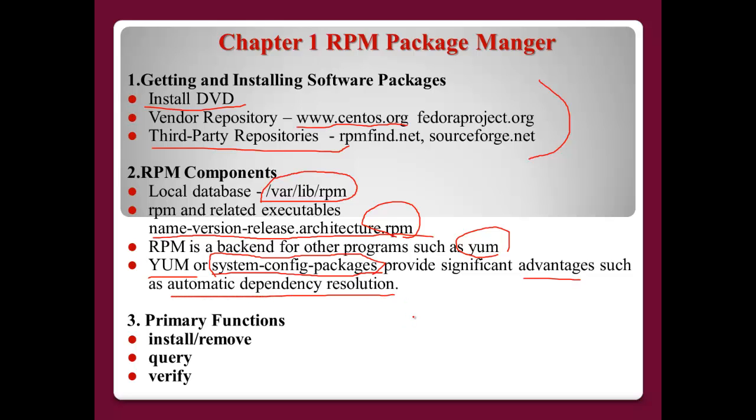So RPM has a very deadly weak point. Normally, the RPM does not support automatic dependency resolution. So normally these days we are using YUM compared to RPM. So number 3, primary functions. The primary functions of the RPM are 3 kinds: installation and removing, query, and verify.